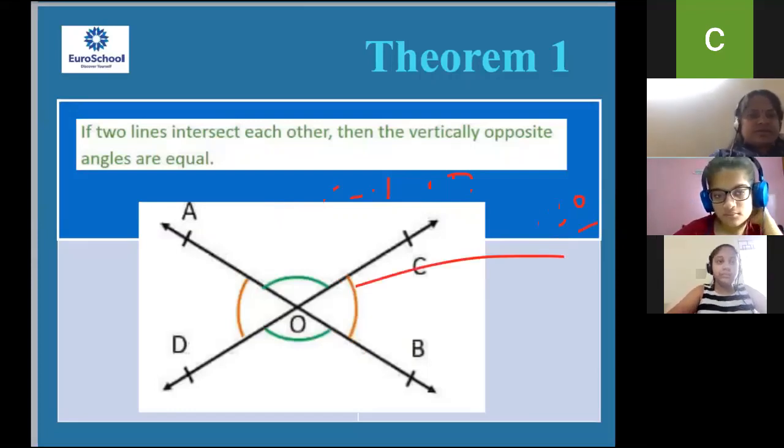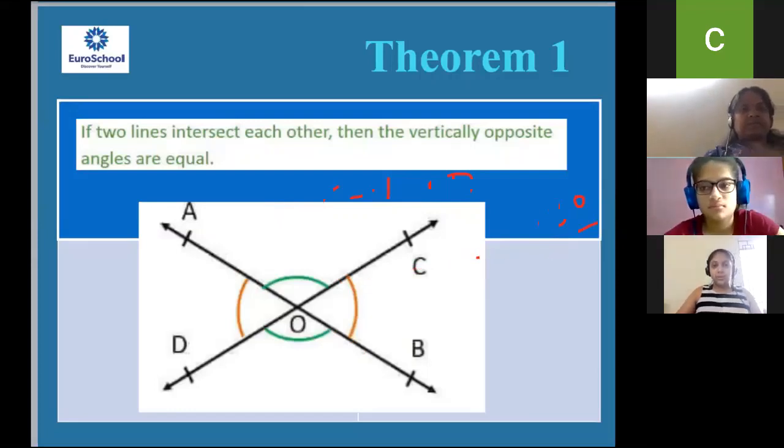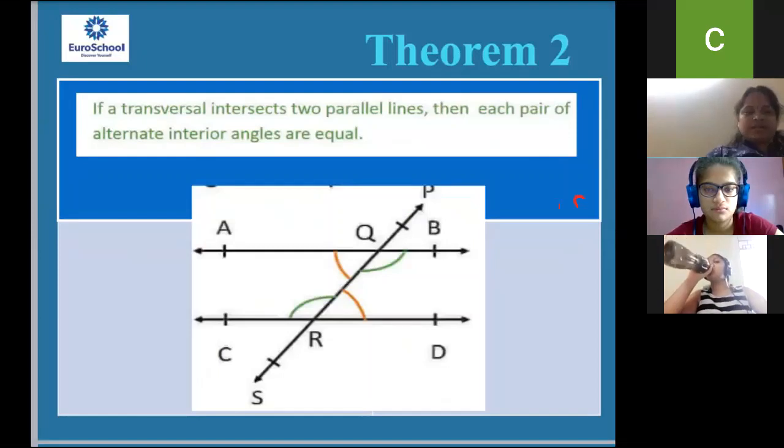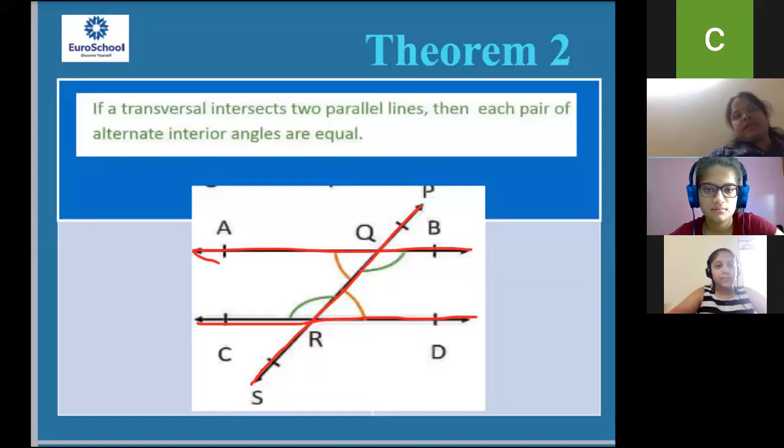Let us go to the second theorem. Theorem 2. If a transversal intersects two parallel lines, then each pair of alternate interior angles are equal. So here also in this example, this theorem says that a transversal is intersecting two lines. In this example, PS acts as transversal and AB and CD are two parallel lines. A transversal PS is intersecting these two parallel lines. So what is the result? It says that alternate interior angles are equal.